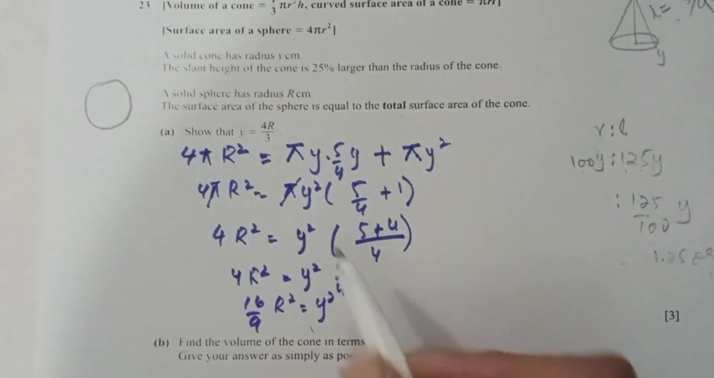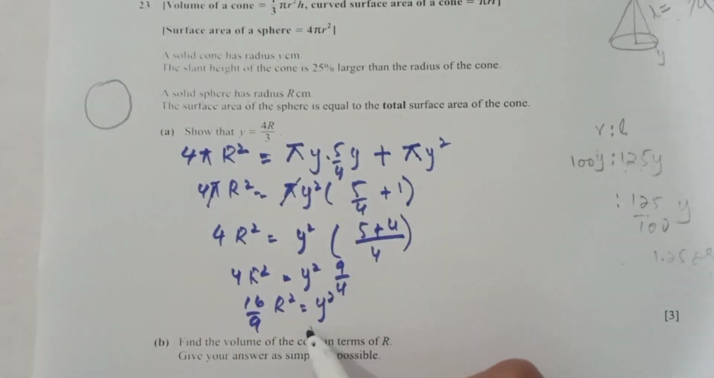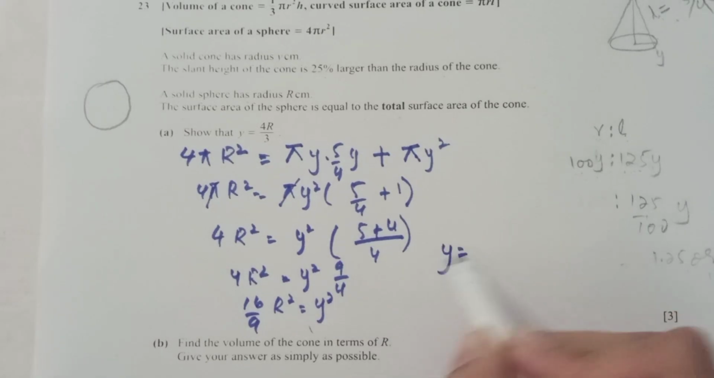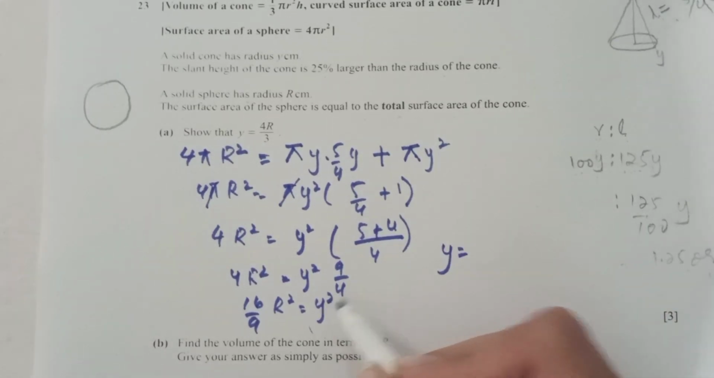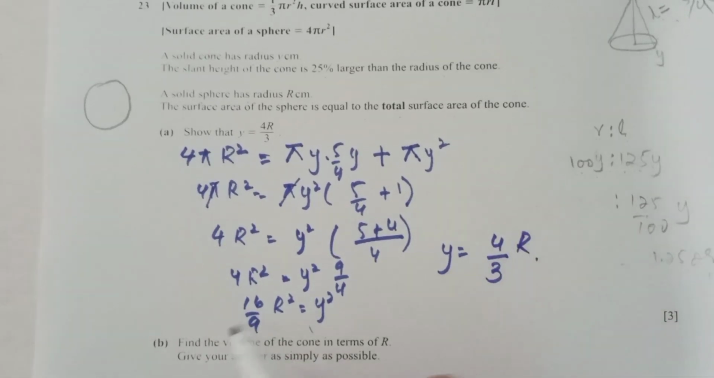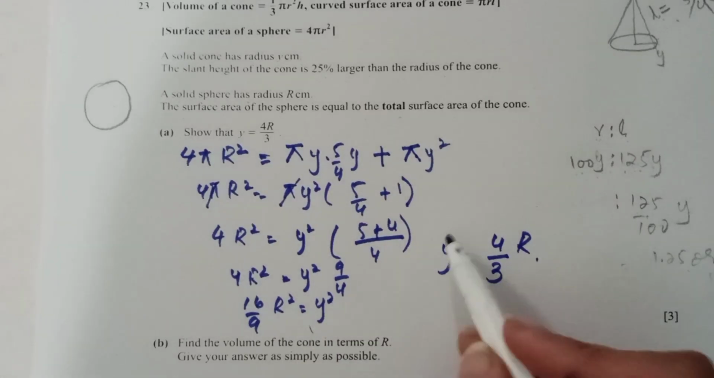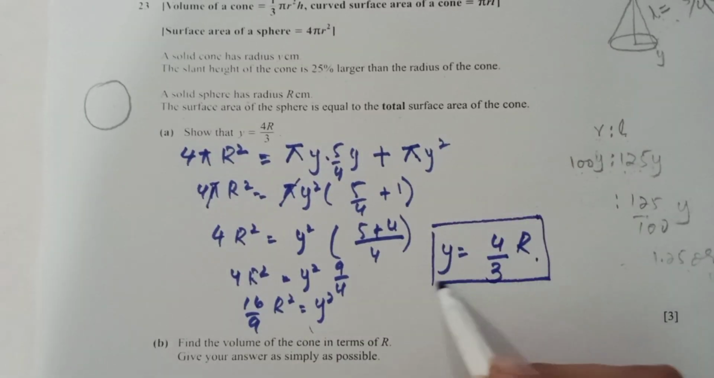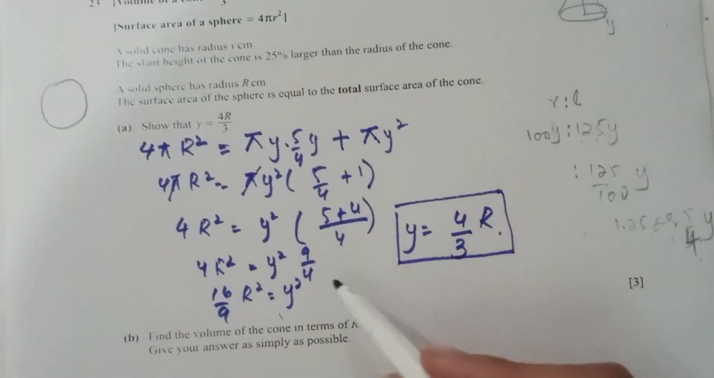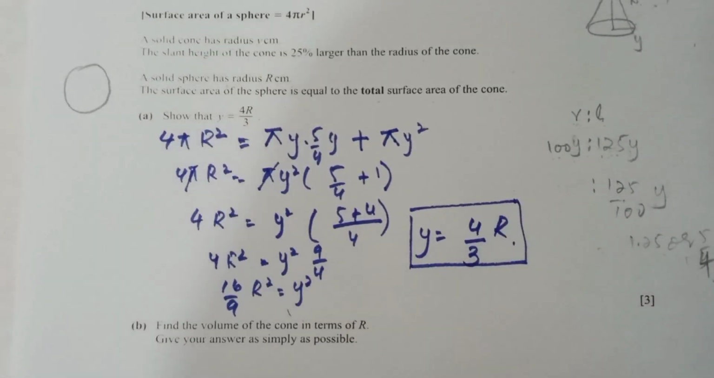We have to find the value of y, that we have to prove. Now taking the square root on both sides, y square is finished, and we get y equal to 4 over 3 R. That is the square root of 16 which is 4, the square root of 9 which is 3, and R. Now we have proved it, and we have to show our working clearly, and that part A is solved.